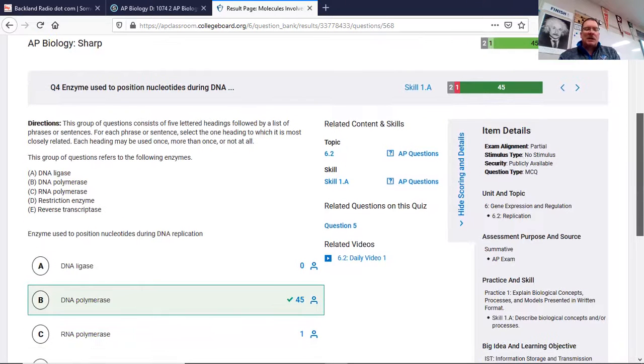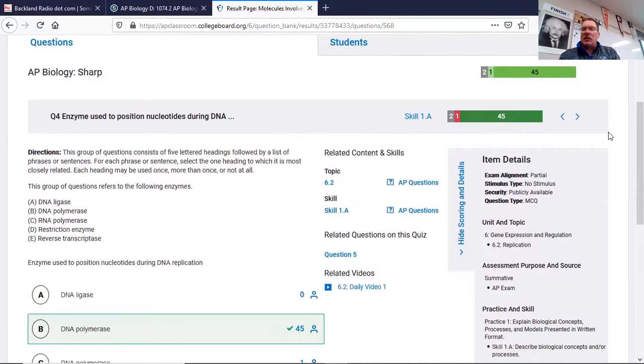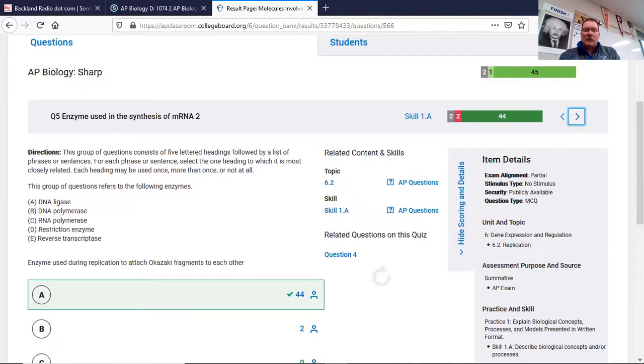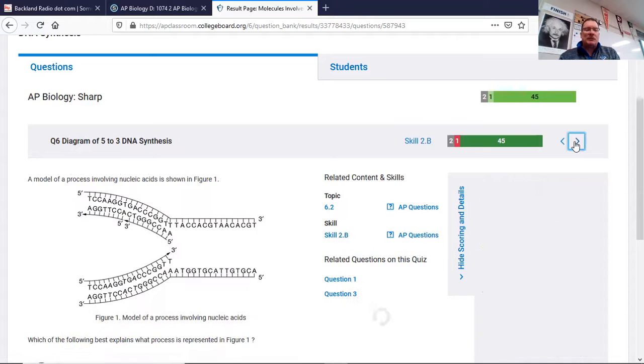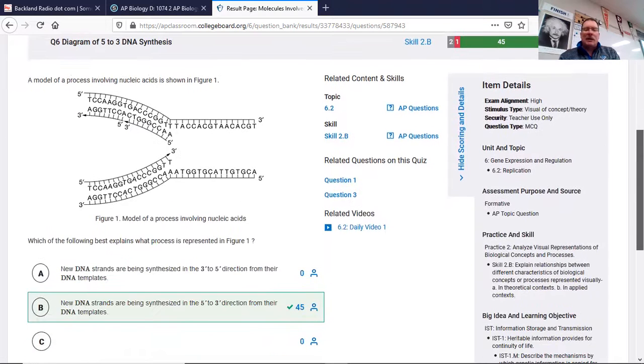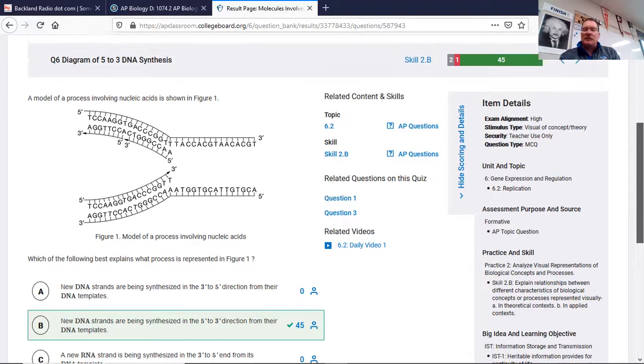Here's another one we knocked out of the park: what positions nucleotides? DNA polymerase. Again, another one we knocked out of the park, attaching the Okazaki fragments together, always DNA ligase. Here again, we knocked it out of the park. What is the process represented here? And that's the synthesis of DNA.